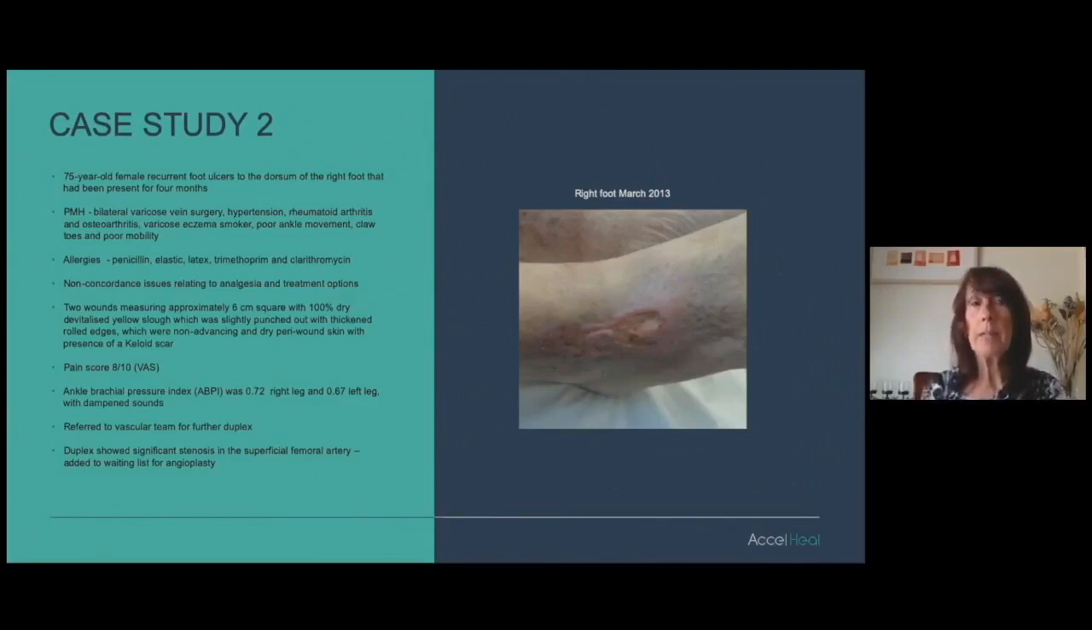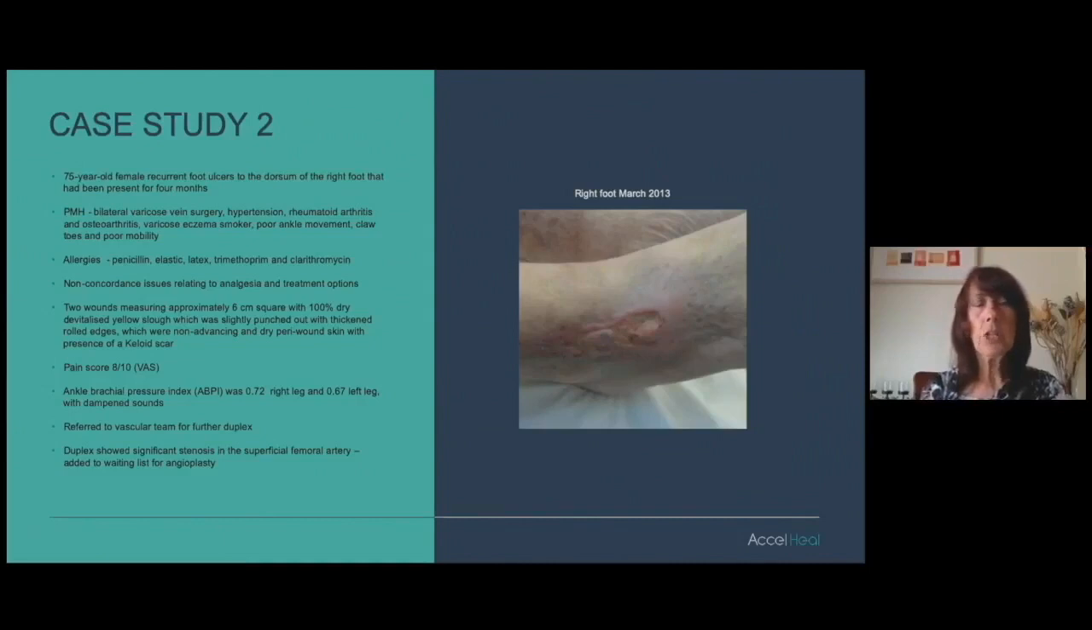She had a very high pain score of 8 out of 10 and had 2 wounds measuring approximately 6 centimetres square with 100% devitalised tissue, yellow slough. And you can see quite rolled edges, none advancing, with a punched out wound. And she also had presence of keloid scarring.